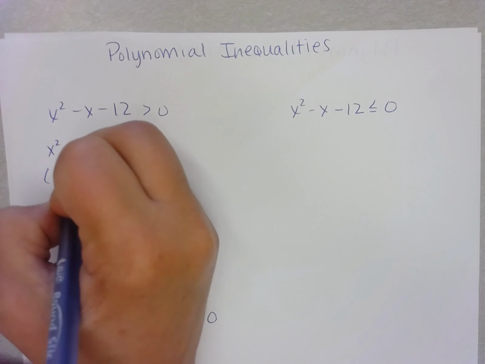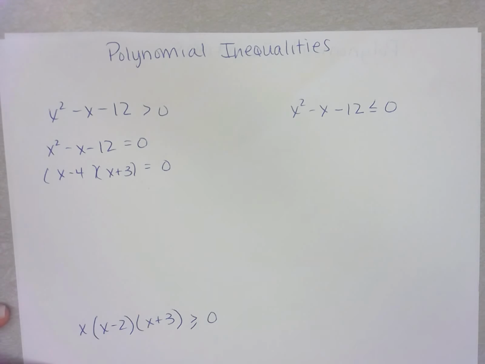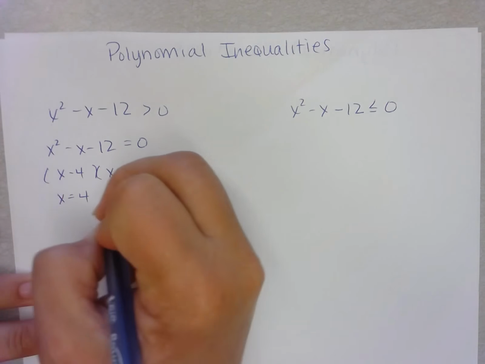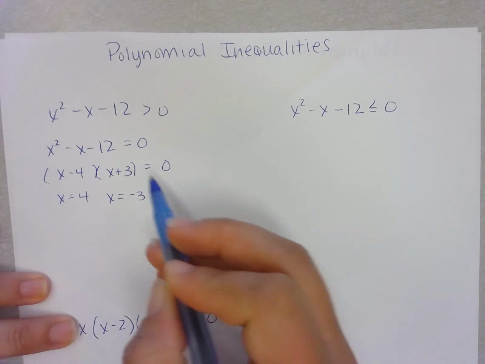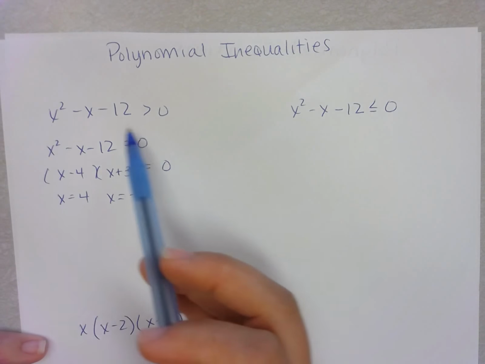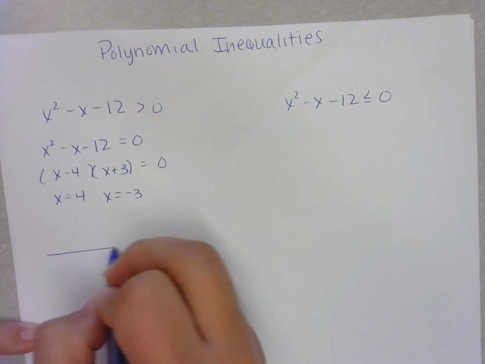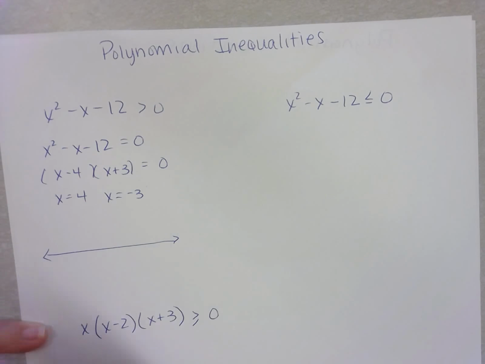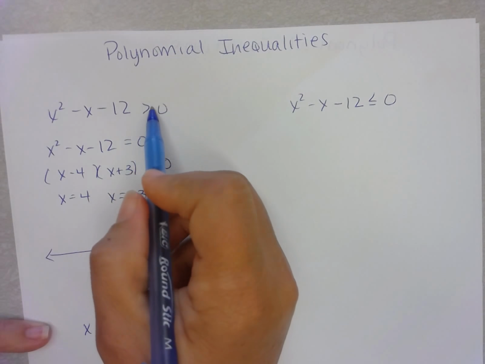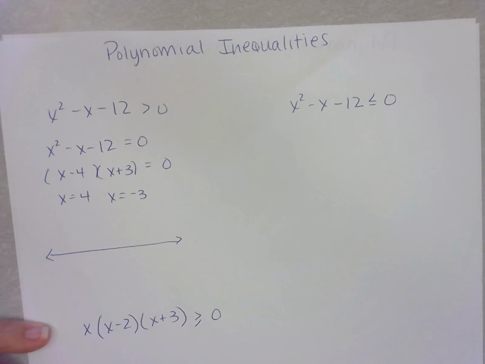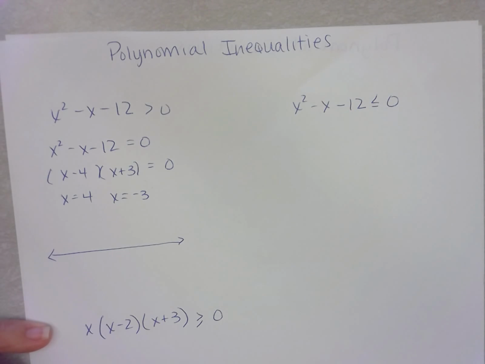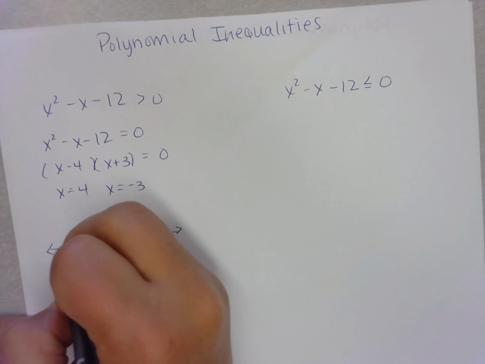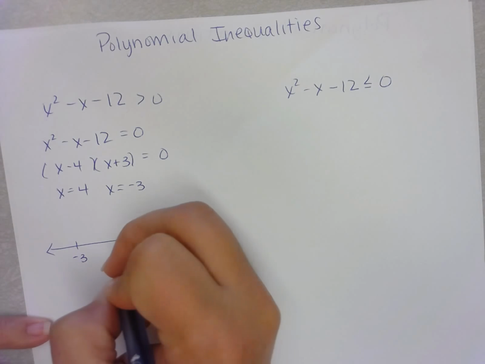This factors as x minus 4 and x plus 3. So the first thing I want to do is find where my function is equal to 0. At x equals 4 and x equals negative 3, these are places where my function is equal to 0. Now when I put these on my number line, just like with the absolute value, I come back to this sign. This says greater than 0. Because there's no equal to 0, that means that 4 and negative 3 aren't actually solutions to my problem, but they are important numbers for me.